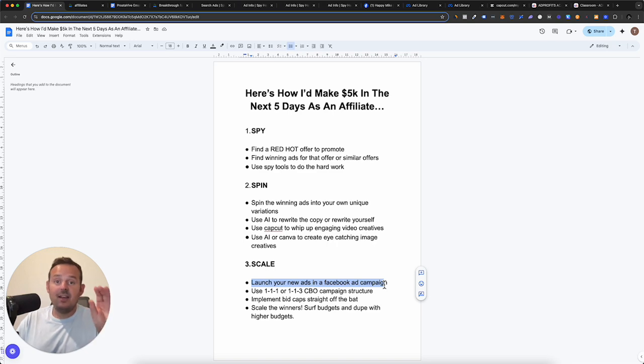Test your ads, find the ads that are winning, scale them by surfing the budgets intraday, and also by duping and starting with higher budgets. And ultimately, that's as simple as it is.